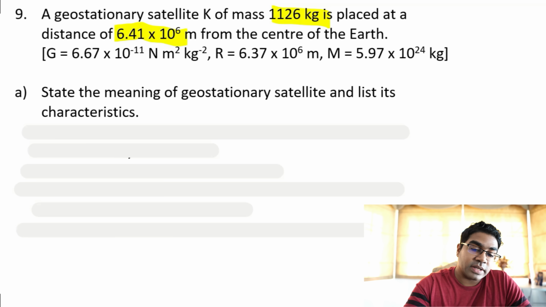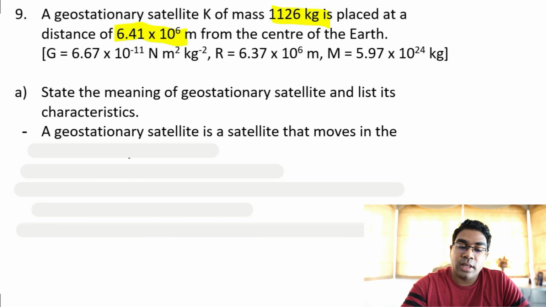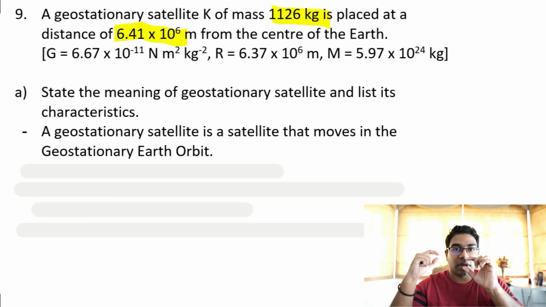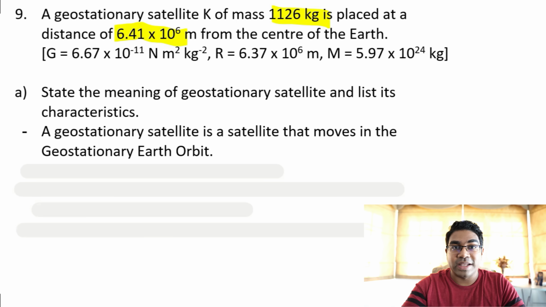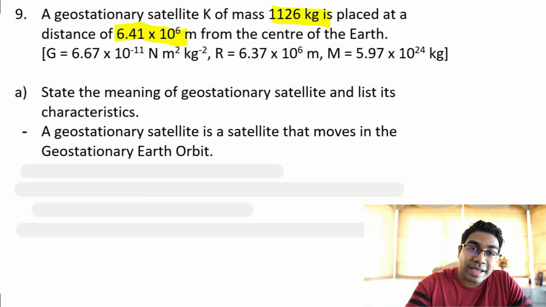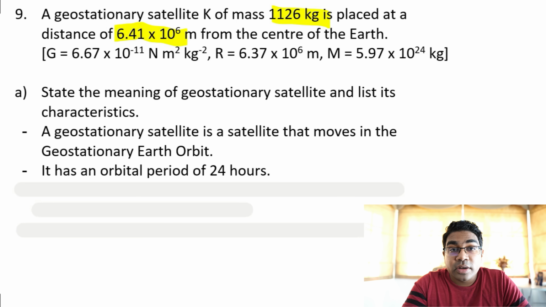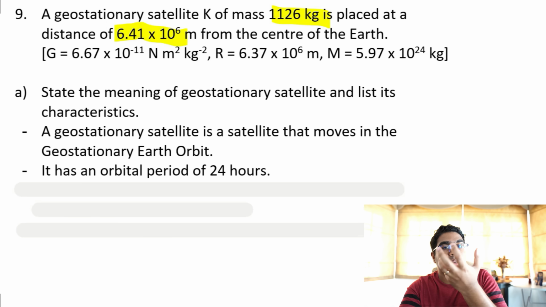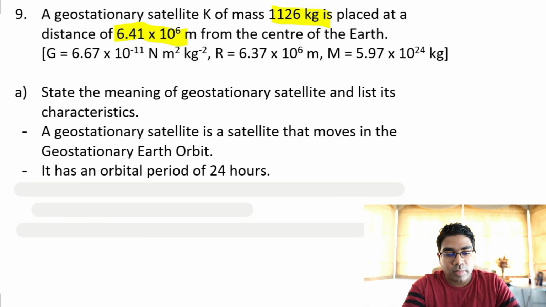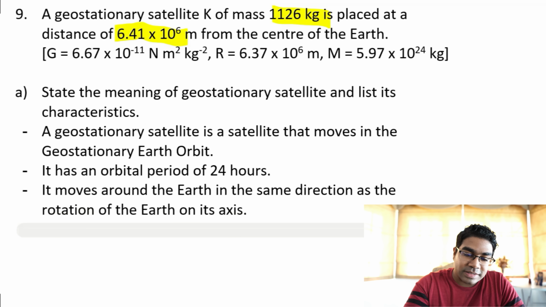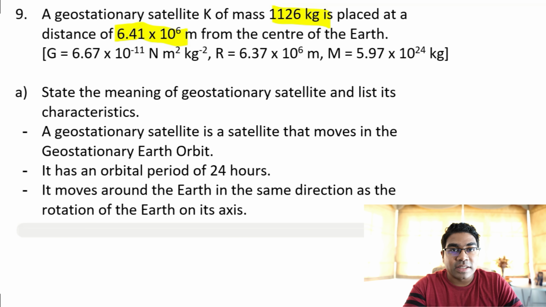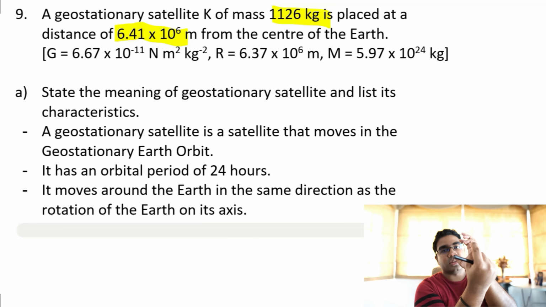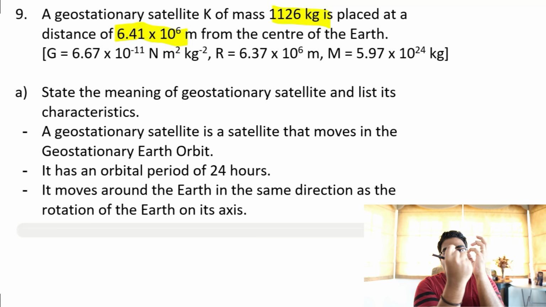So a geostationary satellite is a special satellite that moves in the geostationary orbit. As long as it moves along that orbit, it is a geostationary satellite. And its characteristics are, it has an orbital period of 24 hours, which is the same as the amount of time it takes for the Earth to make one complete rotation. And it moves around the Earth in the same direction as the rotation of the Earth on its axis. It moves together with the rotation, the same direction as the rotation of the Earth on its axis.